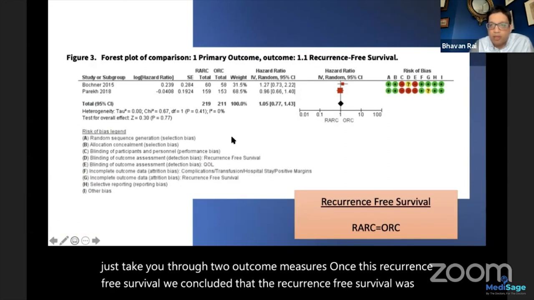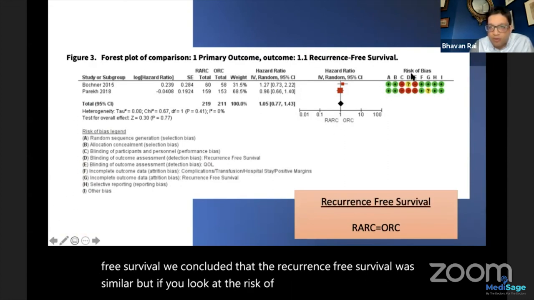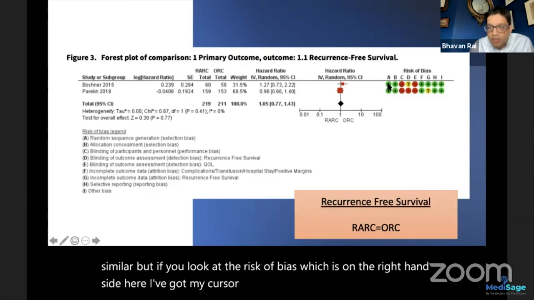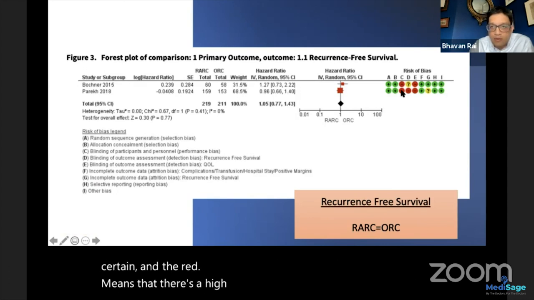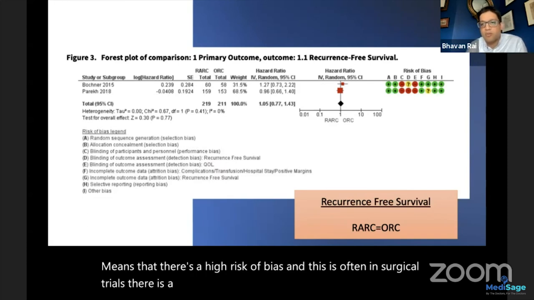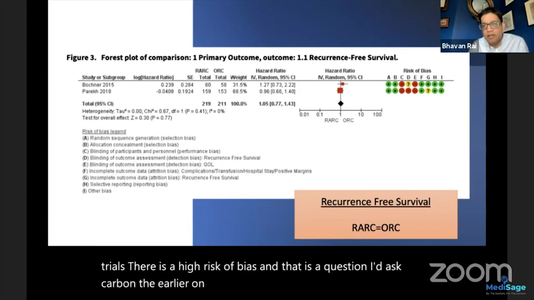But if you look at the risk of bias, which is on the right-hand side here, I've got my cursor there. The green means that there's low risk of bias. The yellow means that you're not certain. And the red means that there's a high risk of bias. And this is often in surgical trials, there is a high risk of bias. And that is a question I'd ask Arvind earlier on. And this, as a reader, you must see this with a degree of caution.